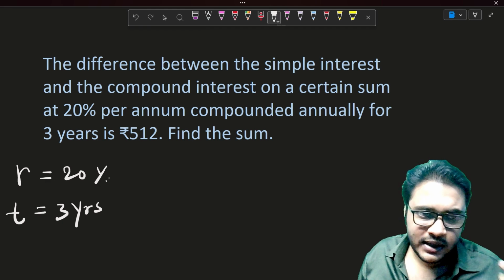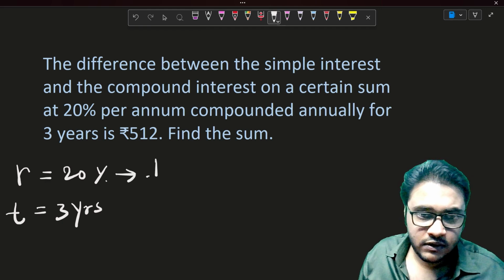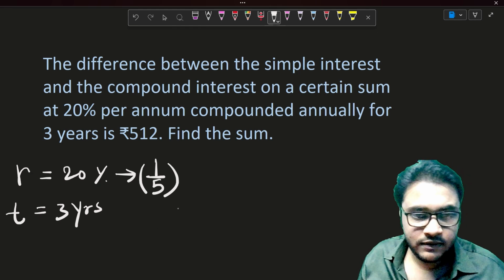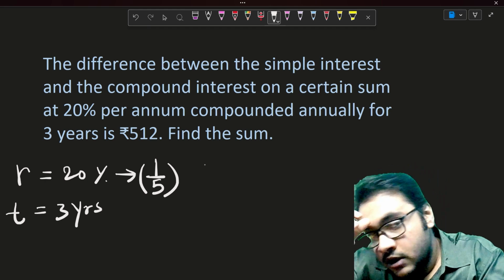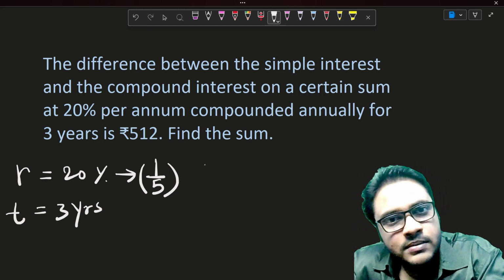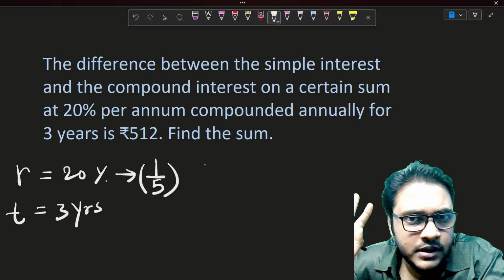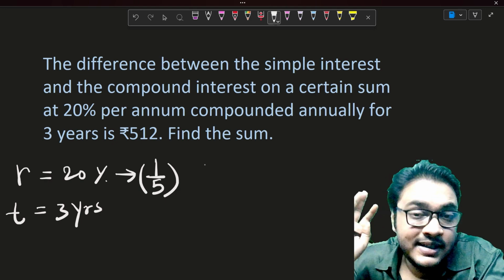If I look at the rate that is 20%, the fractional equivalent of that is 1 upon 5. Now, a rate is levied on the principal. So it is always a good idea to take the principal a multiple of 5. That much is very easily understandable.